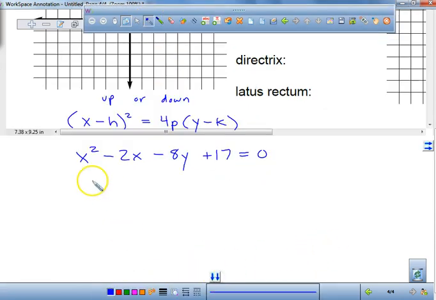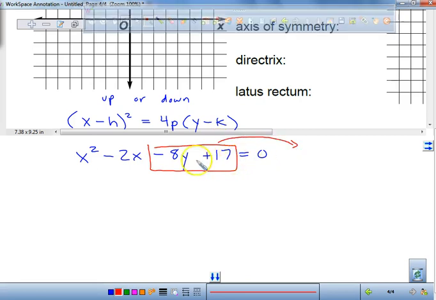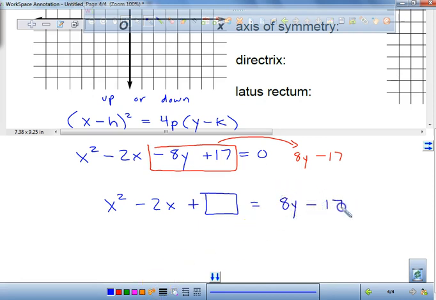So the very first thing that I'd like you to do is take all of this and simply move it across the equal sign. So whenever you move something across the equal sign, what happens to this negative 8y? It becomes a positive 8y. Very good. And that positive 17 will become a negative 17. All right, so that's what I want you to move across. So here's what we have. We have x squared minus 2x plus, I'm going to put an empty box right there, equals 8y minus 17 plus an empty box.